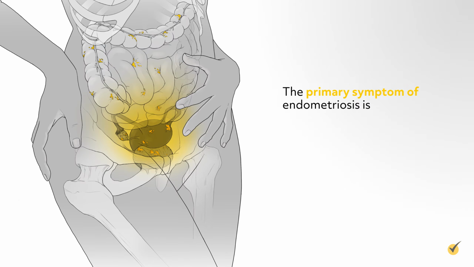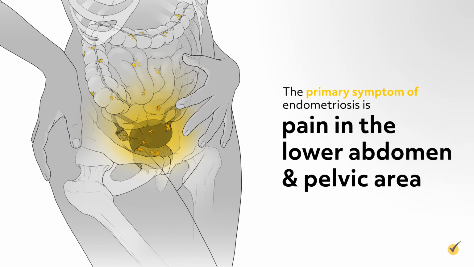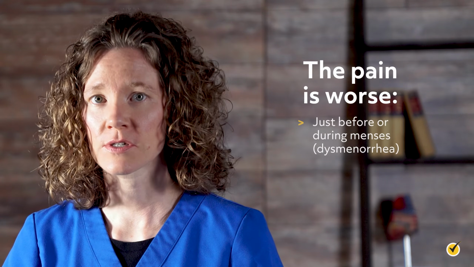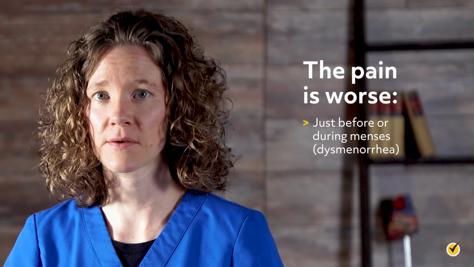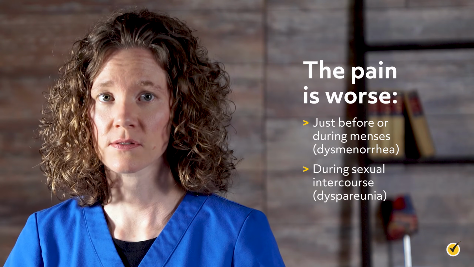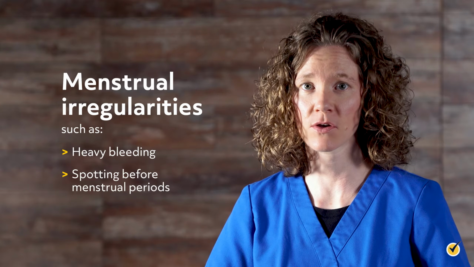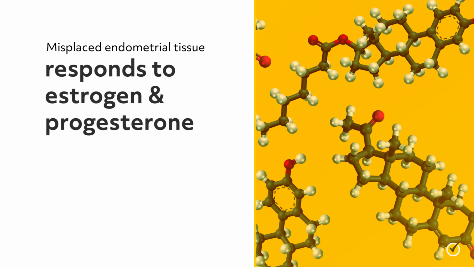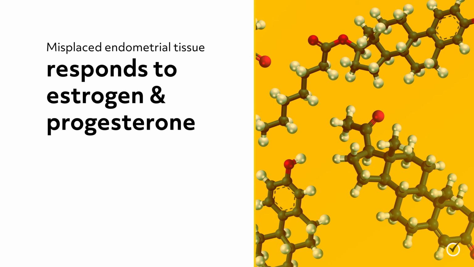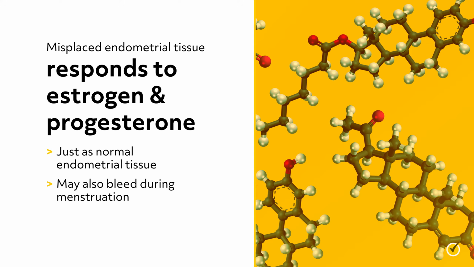The primary symptom of endometriosis is pain in the lower abdomen and pelvic area. The pain is usually worse just before or during menses, called dysmenorrhea, and during sexual intercourse, called dyspareunia. Menstrual irregularities, such as heavy bleeding and spotting before menstrual periods, may also occur. Misplaced endometrial tissue responds to estrogen and progesterone, just as the normal endometrial tissue in the uterus, so the misplaced tissue may also bleed during menstruation, causing cramps and pain.